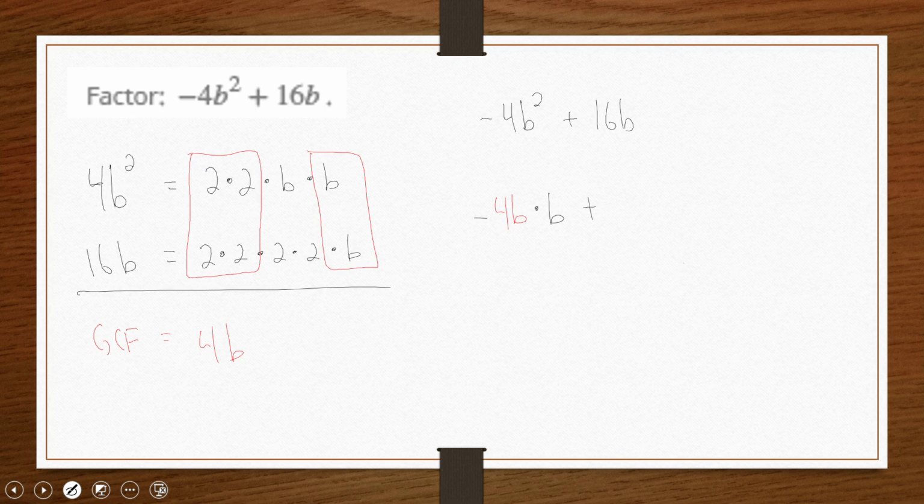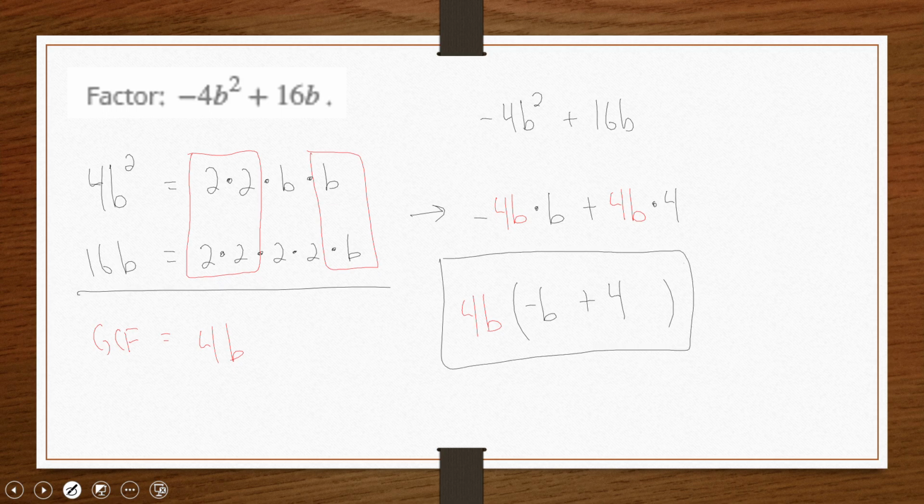Similarly, for 16b, if I pull out that GCF 4b, the remaining factor is a positive 4. Now in this instance, my final step is again to pull out that GCF from both of my terms and multiply it by the sum of the remaining factors. Since I left the negative sign out front at this stage, my first term here should actually be minus b. So it looks something like this. So here's my product of the GCF and the sum of the remaining factors.